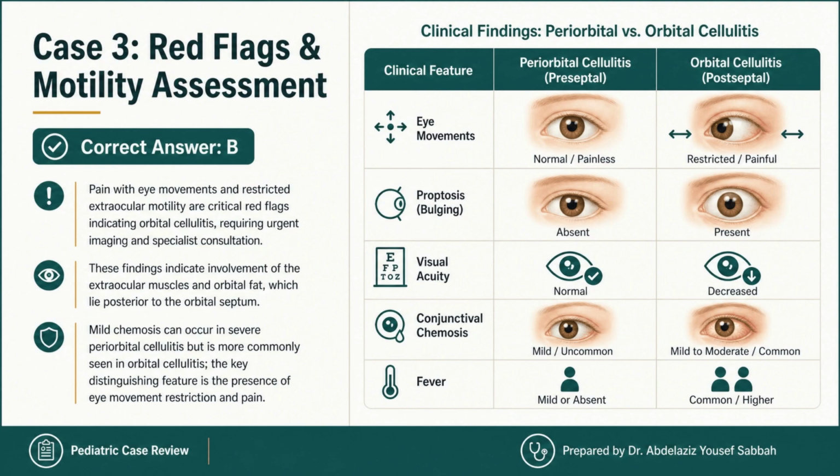These two findings are the cardinal red flags for orbital cellulitis because they reflect inflammation of the extraocular muscles and orbital fat behind the septum. Other warning signs include proptosis, or forward bulging of the eye, and decreased visual acuity. Mild chemosis and fever can occur in severe periorbital cellulitis as well, so on their own they do not confirm orbital involvement. When pain with eye movement, restricted motility, proptosis, or vision change appear, the patient needs urgent contrast-enhanced imaging, intravenous antibiotics, and ophthalmology or ear, nose, and throat consultation.